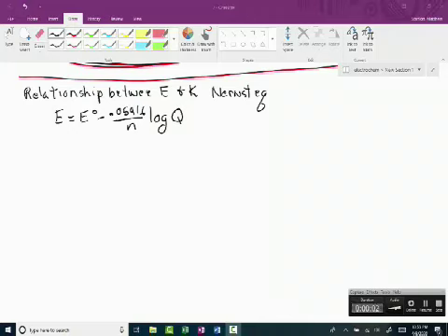Okay, this video is going to deal with the relationship between potential and equilibrium constant. It does it through the Nernst equation. So the Nernst equation given below, E equals E naught minus 0.05916 log of Q all divided by N is what we're very familiar with.